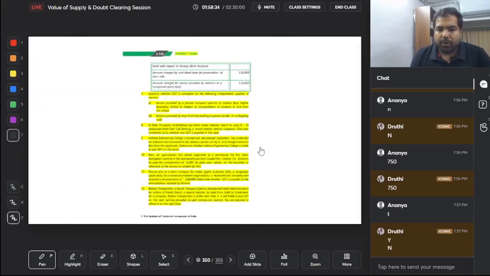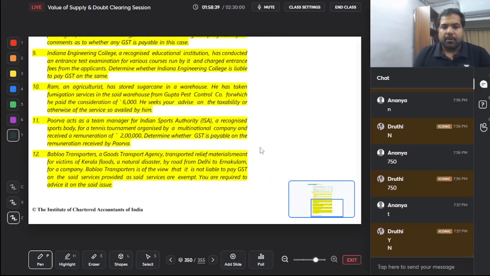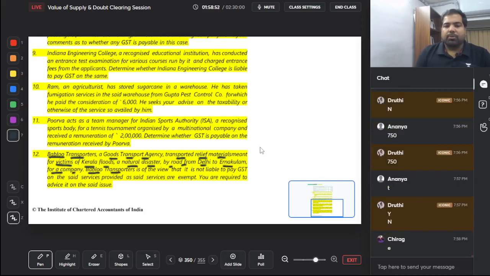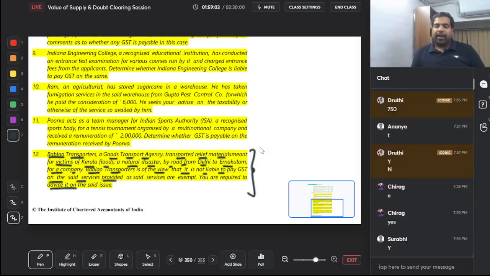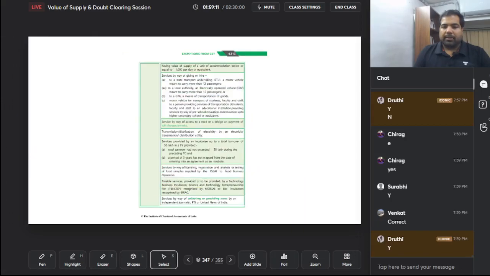Alright, let's do question number 12, which is on goods transport. Here we go, guys. Bablu Transporters, a goods transport agency, transported relief materials meant for victims of Kerala floods, a natural disaster, by road from Delhi to Ernakulam for a company. Bablu Transporters is of the view that it is not liable to pay GST on the said services. They are required to advise on the said issue. Guys, is this exempt? Yes, remember LL Dr. Nam. So Messrs. Bablu Transporters is correct. The opinion is right.